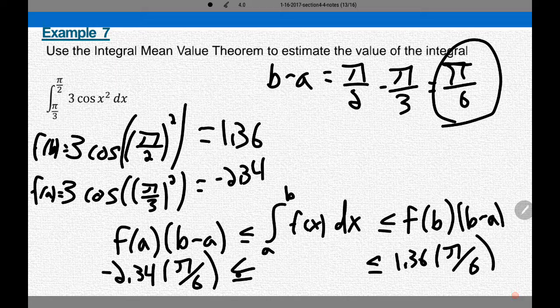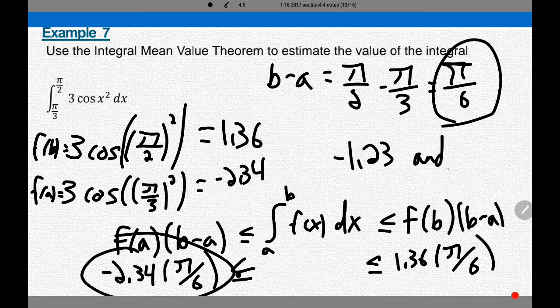So if I multiply those out, I can actually figure out exactly where I'm between. So again, this first one becomes, if I multiply it out, negative 1.23, and the second one is 0.72. So I'm somewhere between those two.